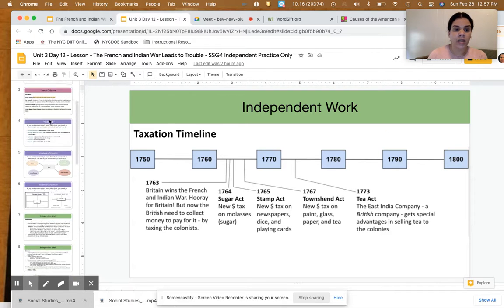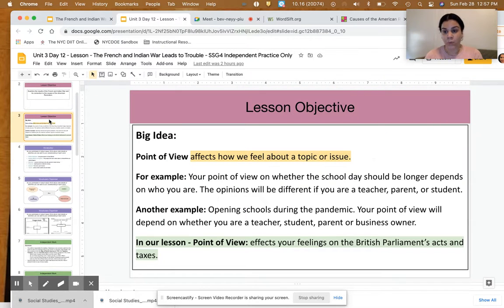So before we begin, I want us to think about this idea of point of view. Point of view affects how we feel about a topic or issue. So who we are, our role in society can affect our point of view on an issue. Let me give you an example. Many people think that the school day should be longer. Now, your point of view on that issue will be different depending on your role in society. A teacher, a parent, and yourself, a student, will have a different opinion about this issue.